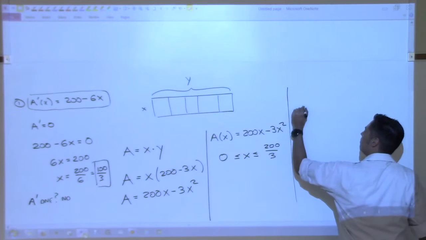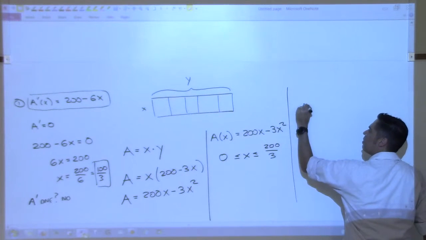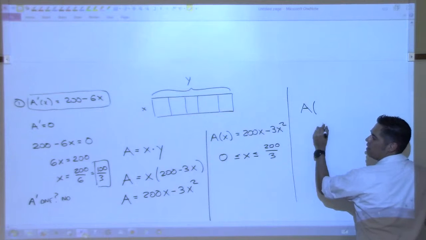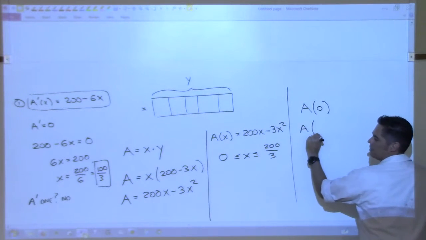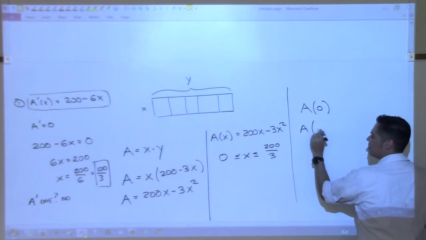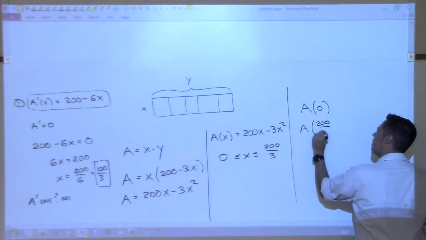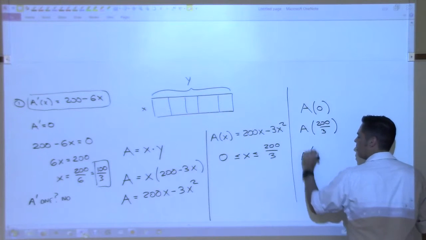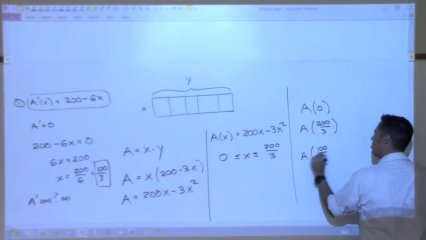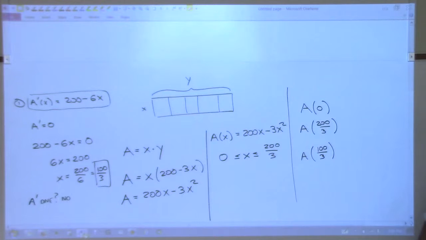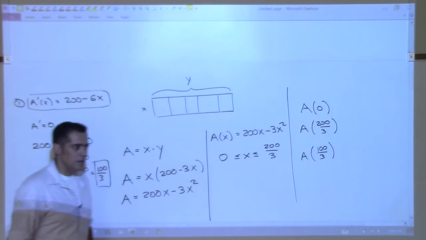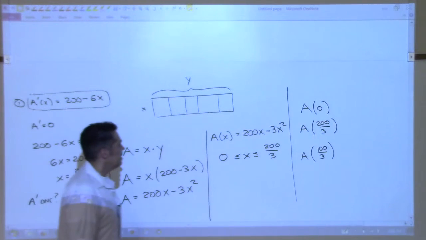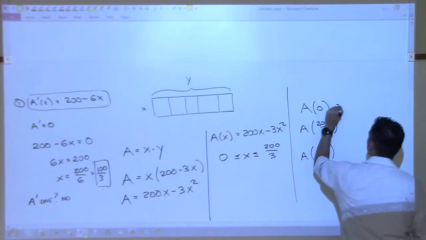And where are we going to put them? Our endpoints go into the original function: A of 0, A of 200 over 3, and A of our critical number from over there, 100 over 3. Do y'all see that this is the same thing we've been doing, just with a word problem framing it all? Okay, so these first two are going to be pretty obvious, I think.